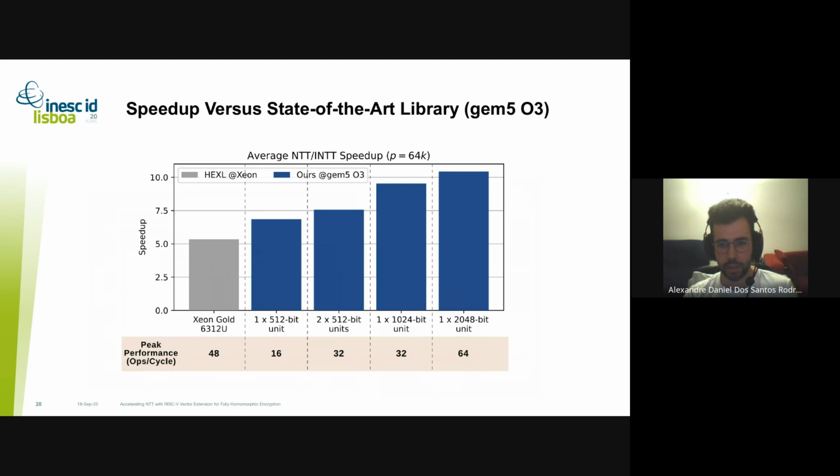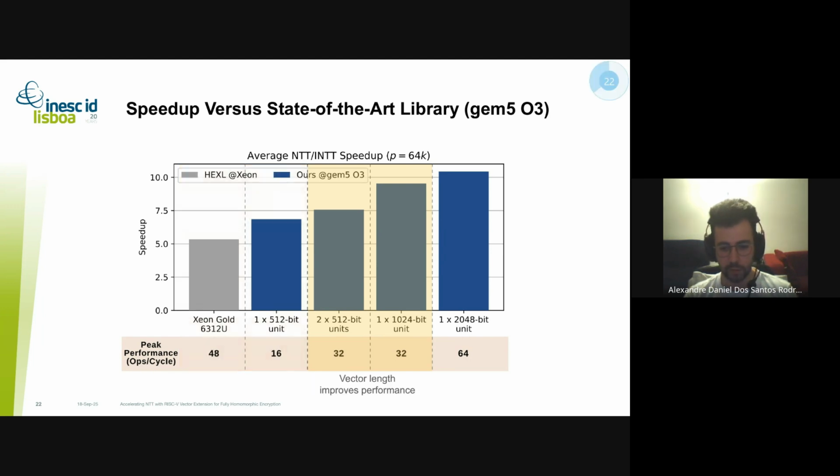We also compared the NTT and INTT performance on the gem5 out-of-order processor compared to the Xeon Gold. At the bottom, you have again the peak performance, and at the top you have the speedup for all of the different configurations that we tested. One thing we notice is that despite the fact most of our configurations have lower vector performance, they do outperform it in terms of speedup. So we have less computational power, but greater speedups.